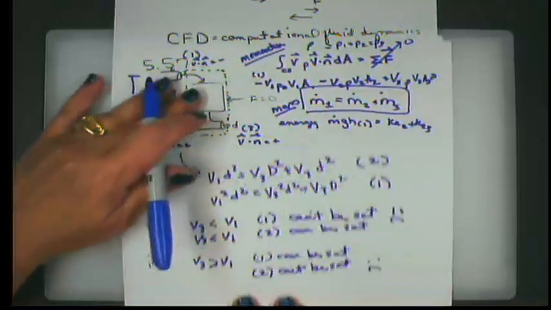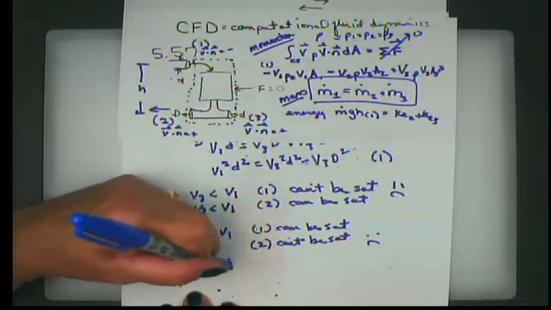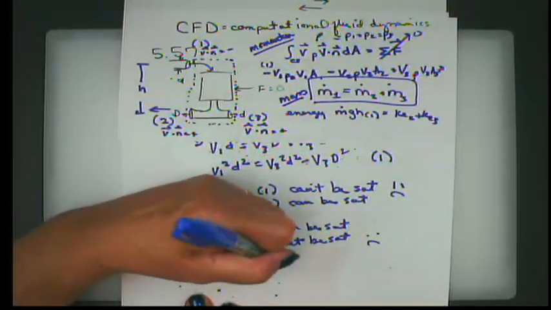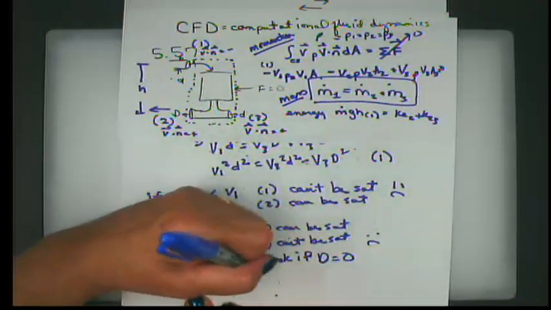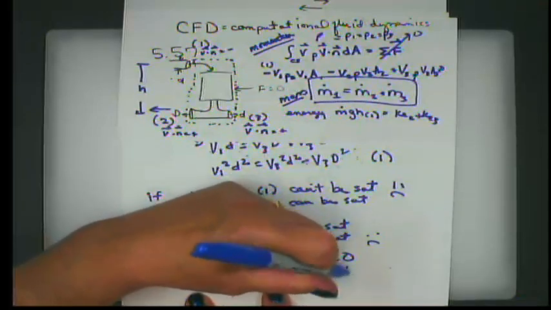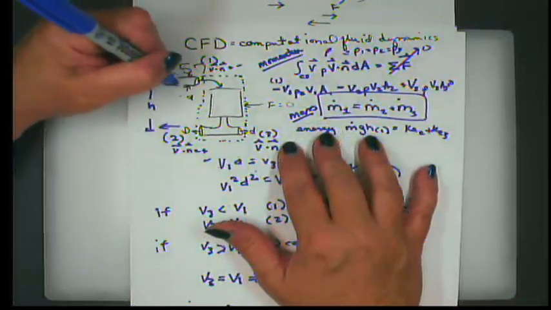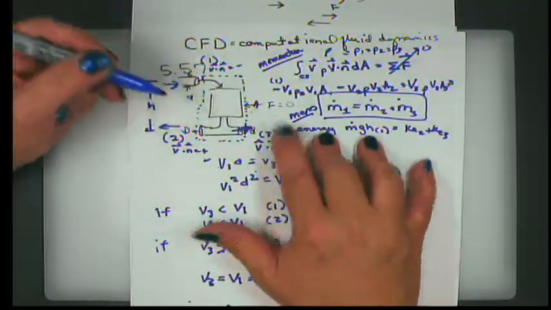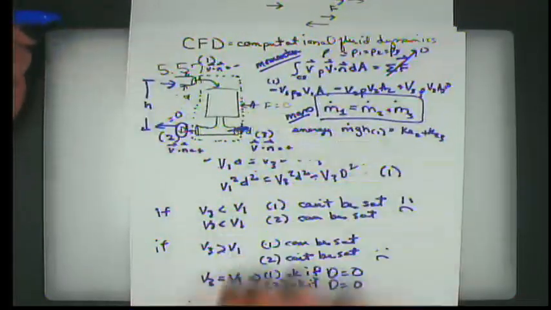So what's the only way that it's going to work? V3 has to equal V1. It can be satisfied. 1 is okay if capital D is equal to 0. 2 is okay if capital D is equal to 0. So going back to our picture, what does that mean? It means that all the water here has to come out here in order for this to be equal to 0. And that means that this has to equal 0.